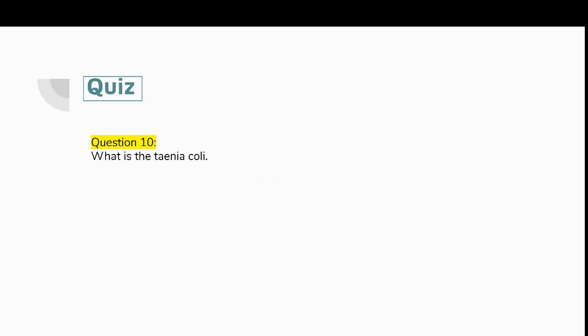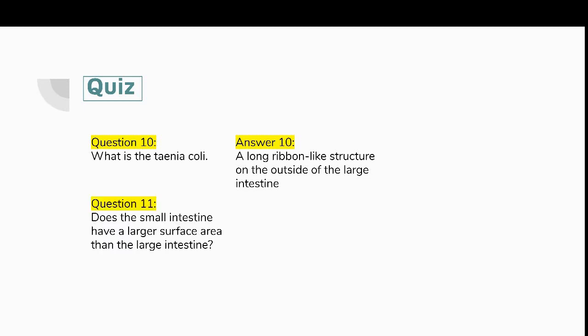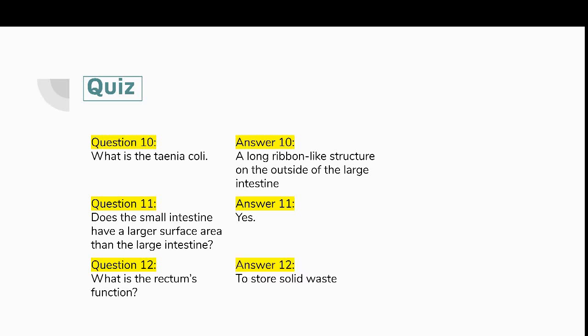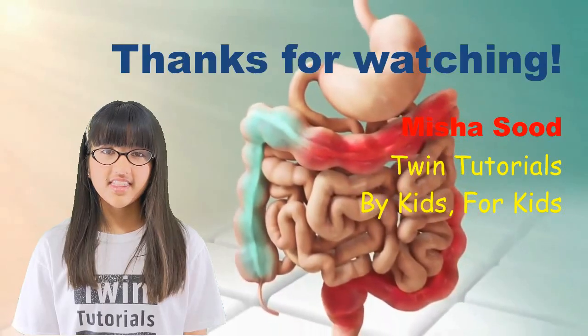Question 10. What is the taenia coli? A long ribbon-like structure on the outside of the large intestine. Question 11. Does the small intestine have a larger surface area than the large intestine? Yes. Question 12. What is the rectum's function? To store solid waste.